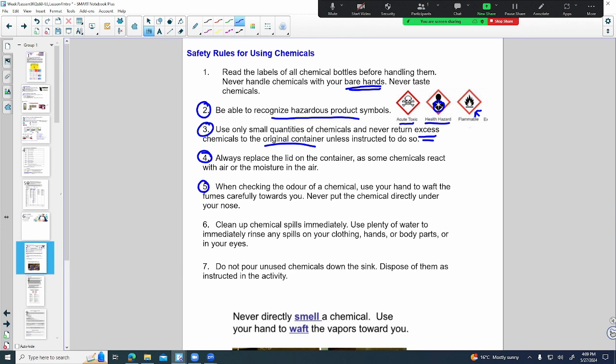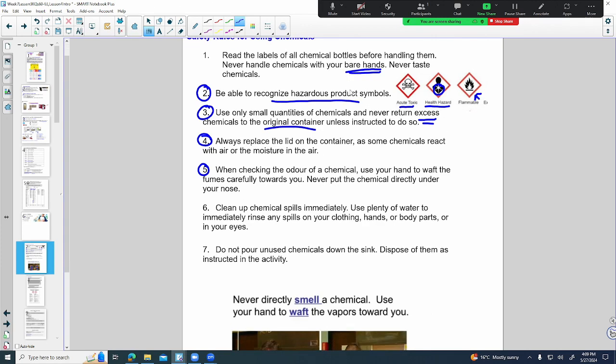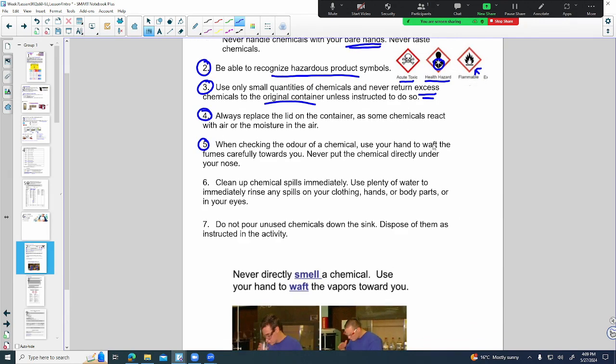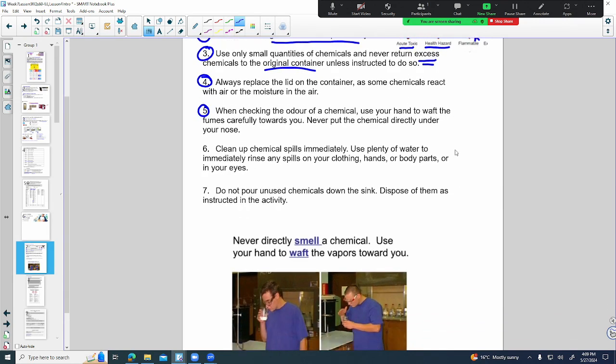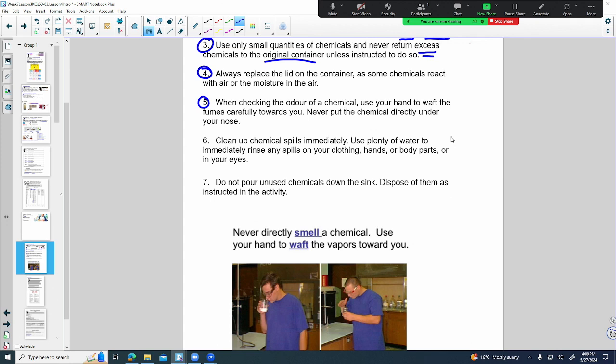When checking the odor or the smell of a chemical, do not smell it directly. That means you don't put the chemical directly under your nose. The proper way to do it is you use your hand to wave or waft the vapors towards you.